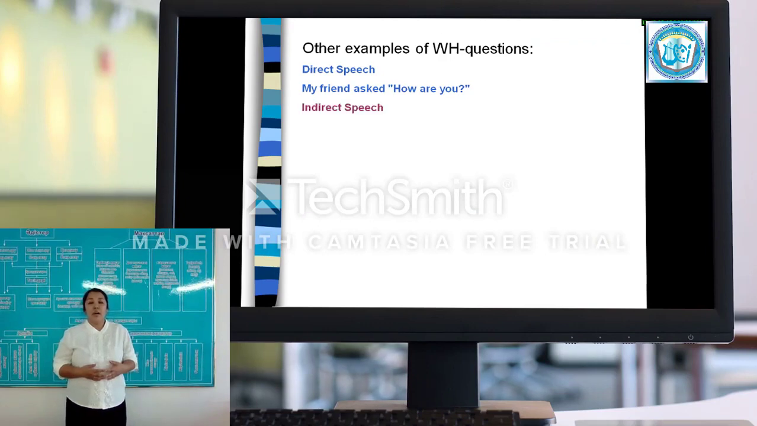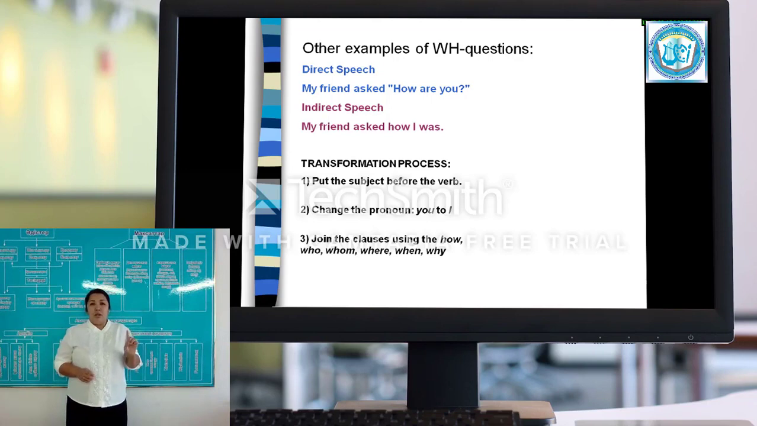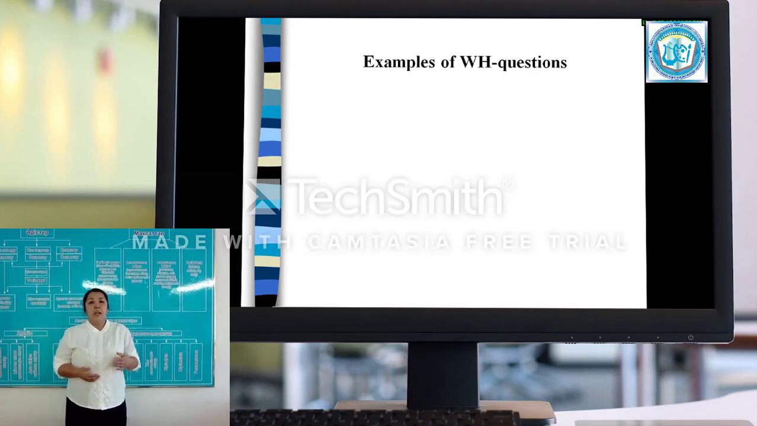Other examples of WH questions. My friend asked, "How are you?" My friend asked how I was. Transformation process. First, put the subject before the verb. Second, change the pronoun "you" to "I." Third, join the clauses using how, who, whom, where, when, why, and so on.